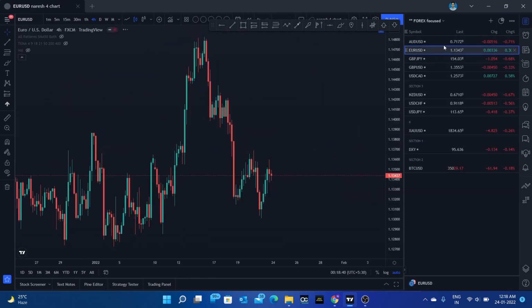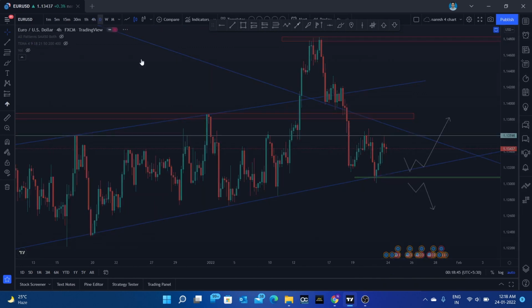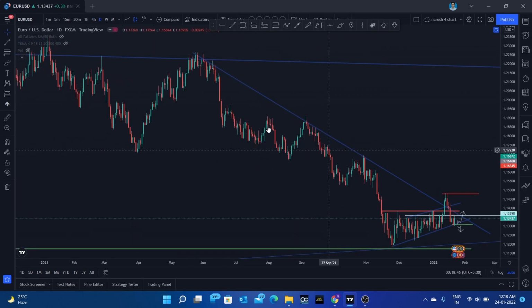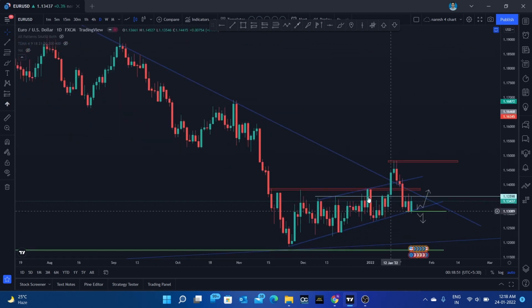And the next pair would be EUR/USD, guys. In EUR/USD, if you are going with the longer time frame, it is in a downtrend, as you can see. It broke this pattern here, which looks like an ascending triangle or channel pattern, which it has broken. And again it is something like a bull trap, guys. So basically it broke out and came back to this level again.